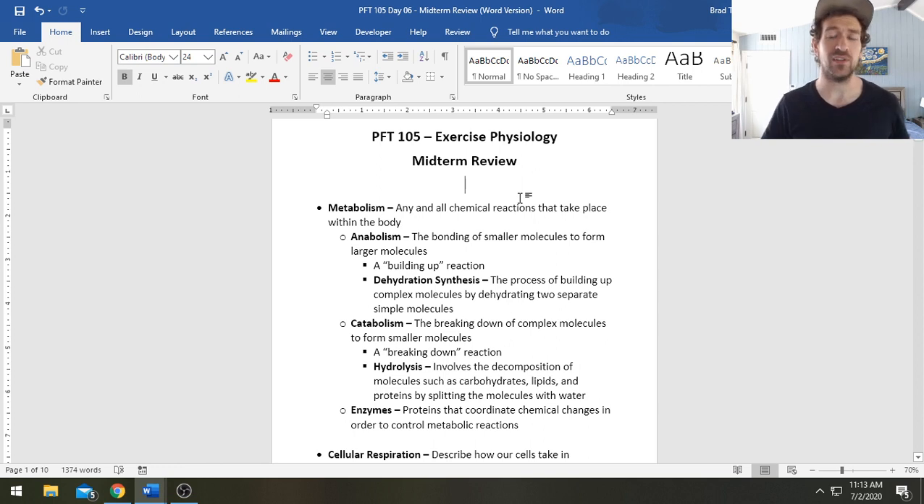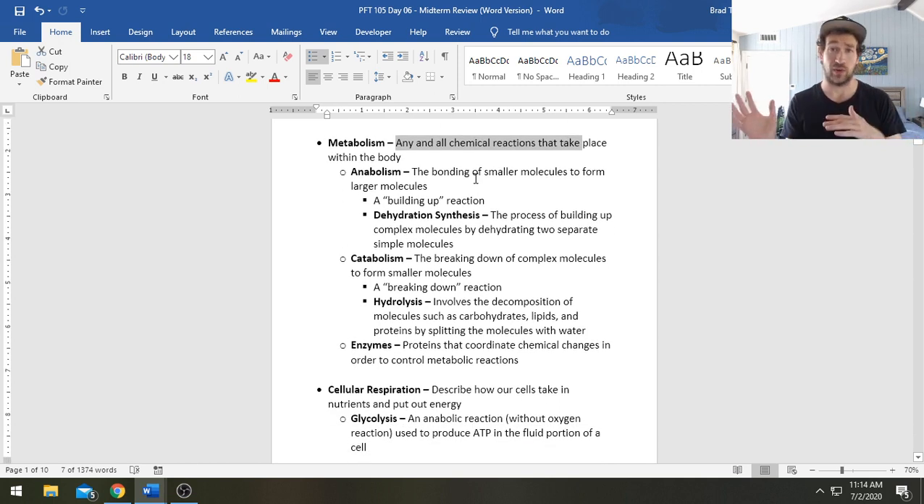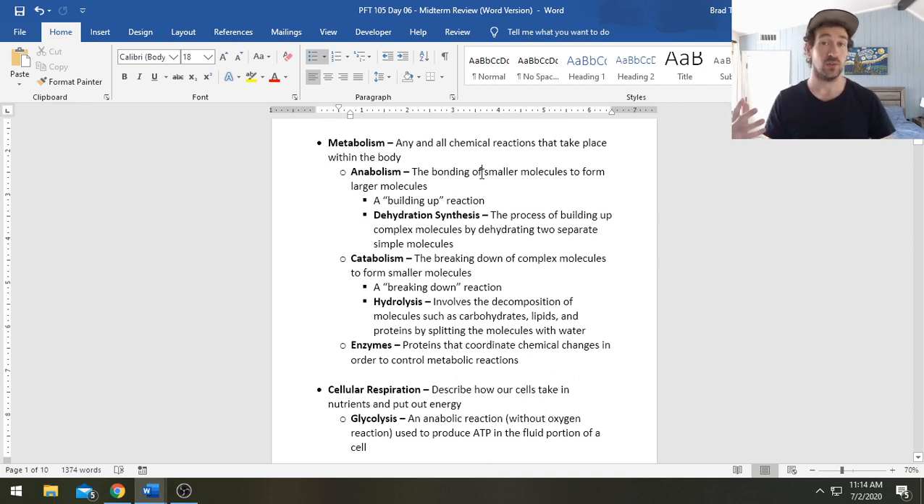So obviously, we spent a lot of time talking about metabolism in general, right? And we've got to get away from the colloquial definition of metabolism and remember our scientific definition, which is any and all chemical reactions that are taking place within the body. So this is going to go in two directions, right? It's either going to be anabolic, where your body is bonding smaller molecules to make up a larger molecule, so that would be a building up reaction, or it's going to be a catabolic reaction, where your body is actually breaking stuff down. It's taking something complex and breaking it into its individual pieces.